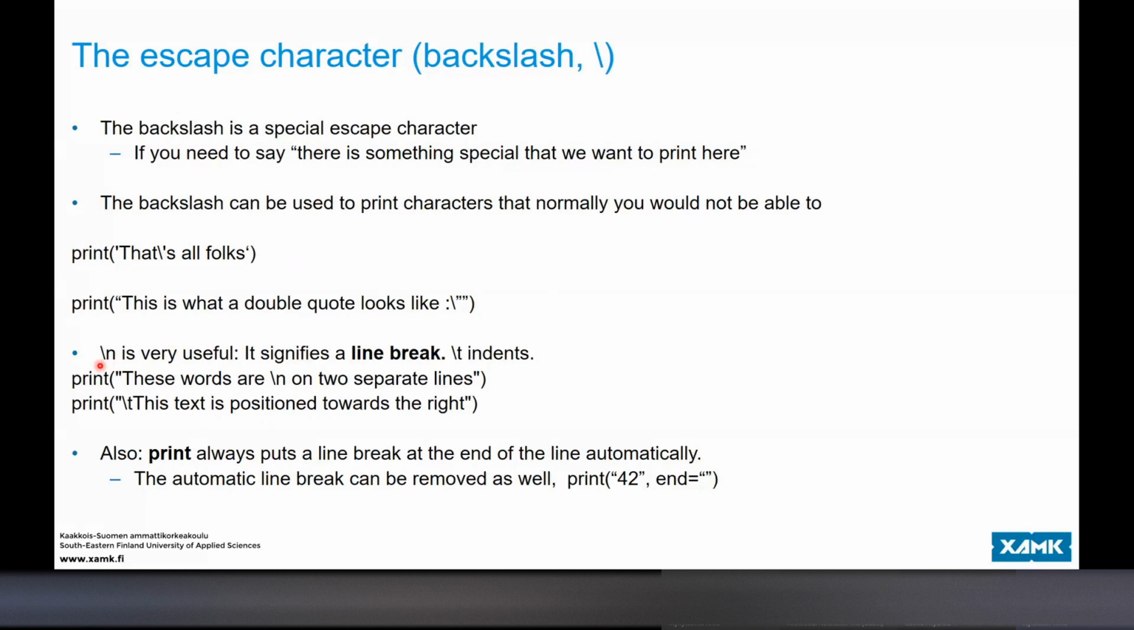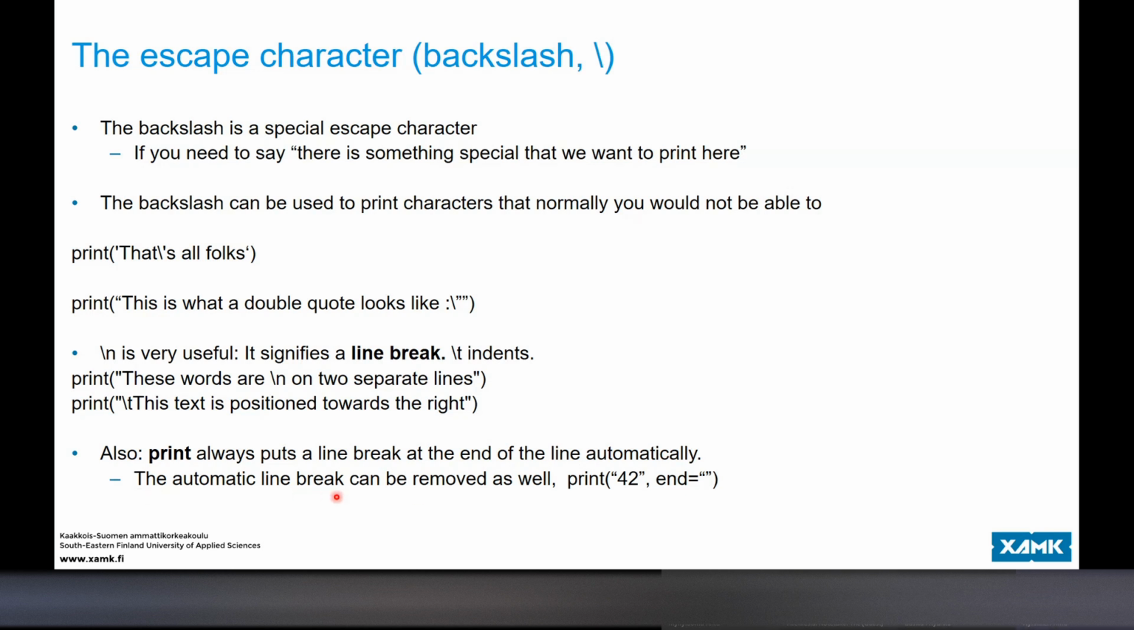So the new line character \n is very useful. It signifies a line break. And this tabulator character indents your text, so it moves text to the right. And one of the things to remember, this new line character is useful, but you also always get a new line automatically because the print command will always put a line break at the end of the line automatically.